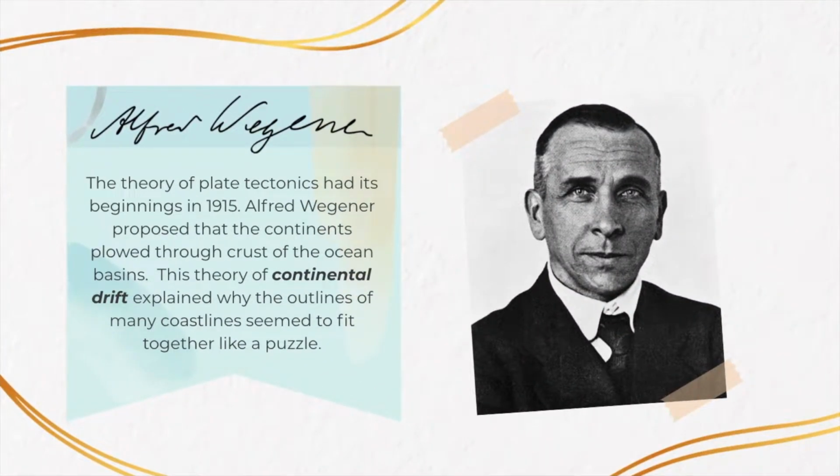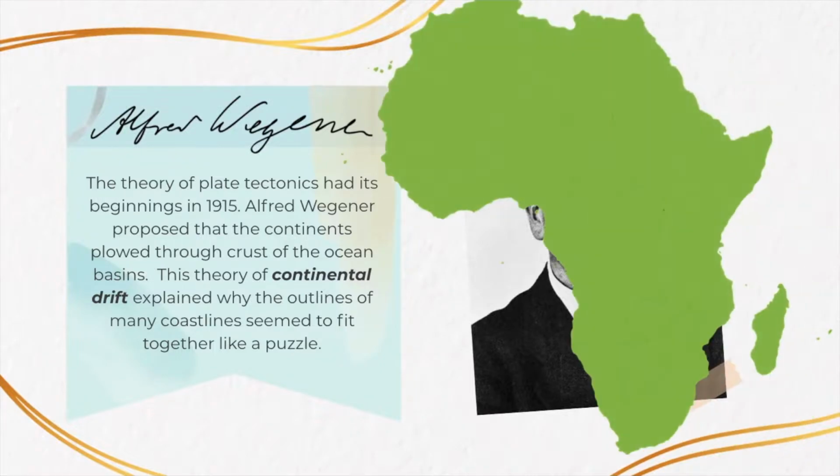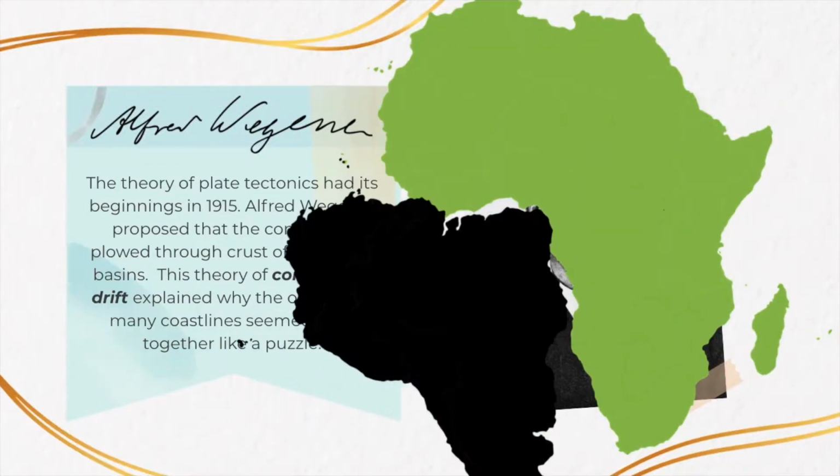Alfred Wegener had a theory of plate tectonics, and it began in 1915. He proposed that the continents plowed through the crust of the ocean basins. This theory of continental drift explained why the outlines of many coastlines seemed to fit together like a puzzle. So when we look at Africa and South America, oh wait, they do fit together like a puzzle. That's really cool.